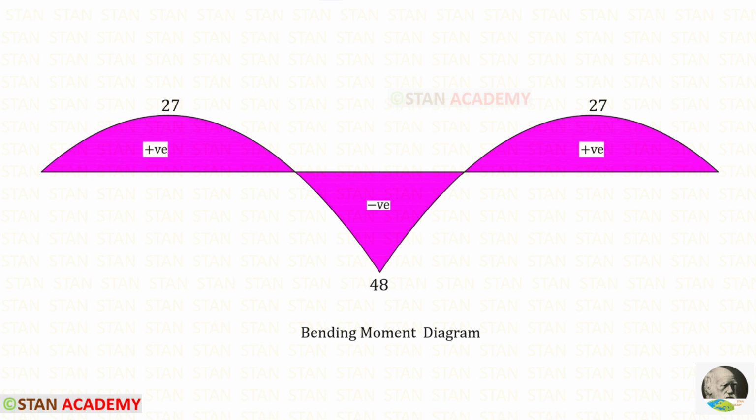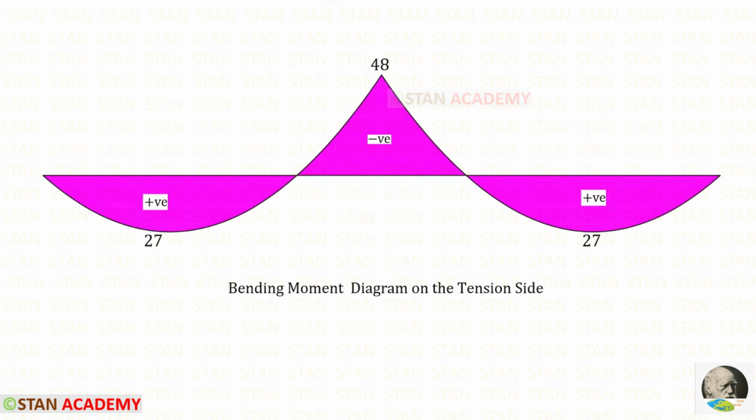If we make this diagram upside down, that is called the bending moment diagram on the tension side. At these 2 points, the bending moment becomes 0. These 2 points are called the points of contraflexure.